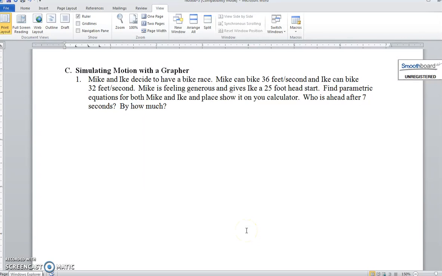Okay, the back page of our notes gets into applications, which is my favorite part of this. You finally get to see how some of these things are useful. We'll start off with somewhat of a simple one. It talks about Mike and Ike having a bike race.